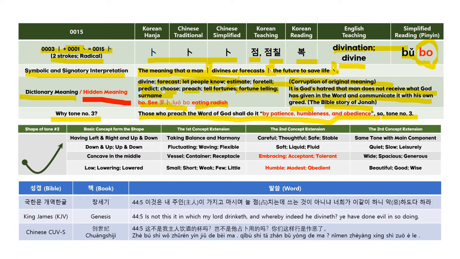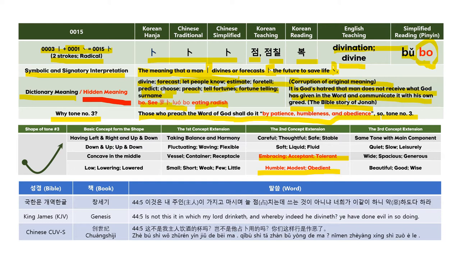So, the original meaning of this character reminds us of the good meaning originally made by whom, who had to deliver God's message to the world, people. In patience, humbleness, and obedience. By accepting it, embracing it, in tolerance, in a humble and modest and obedient manner. Okay, I don't know, what do you think about this interpretation?